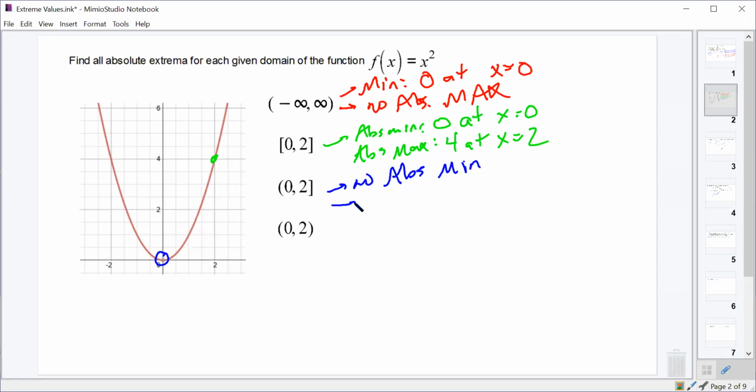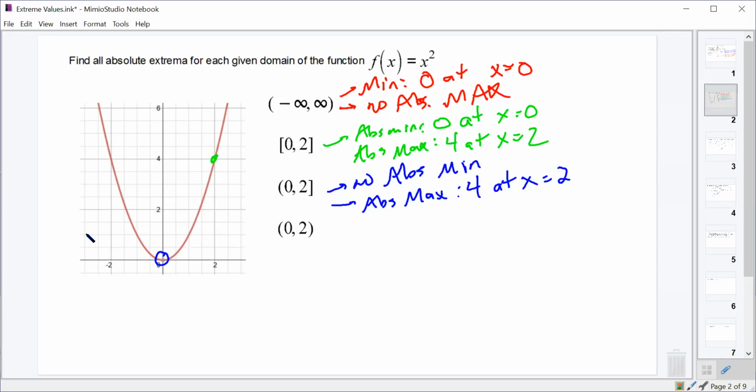But what about the absolute max? Should it still be 4? Yes, it should still be 4. Exactly. So we have an absolute max of 4 at x equals 2.